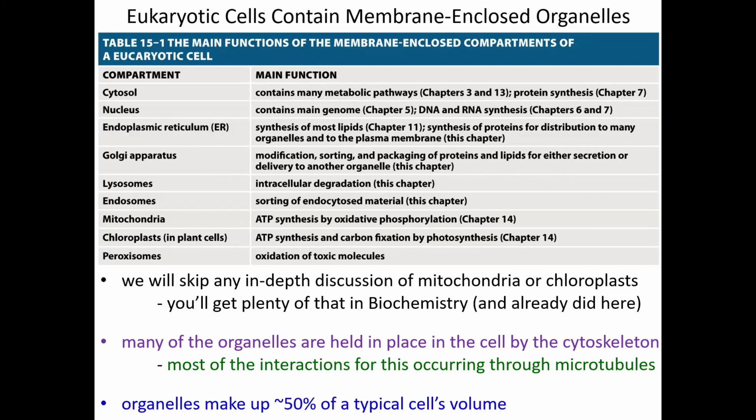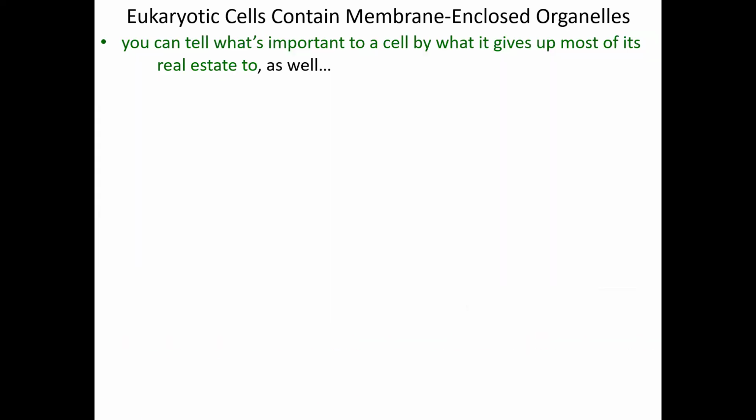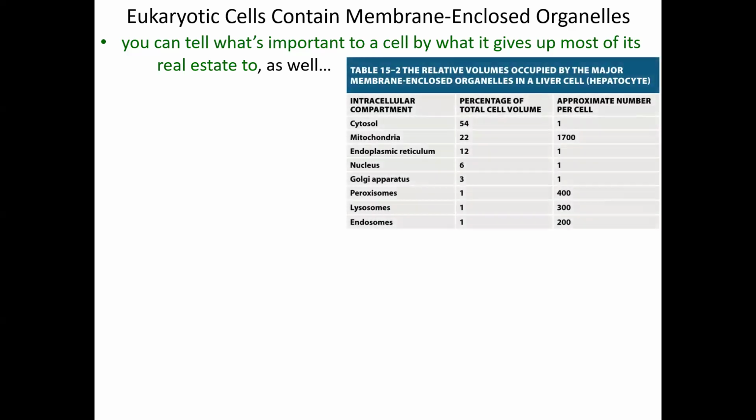Organelles make up over 50% of a typical cell's volume, and you can tell what's important to a cell by how much of its volume it gives to different organelles. So if we look here, we see that the cytosol makes up about 54% of the cell volume.